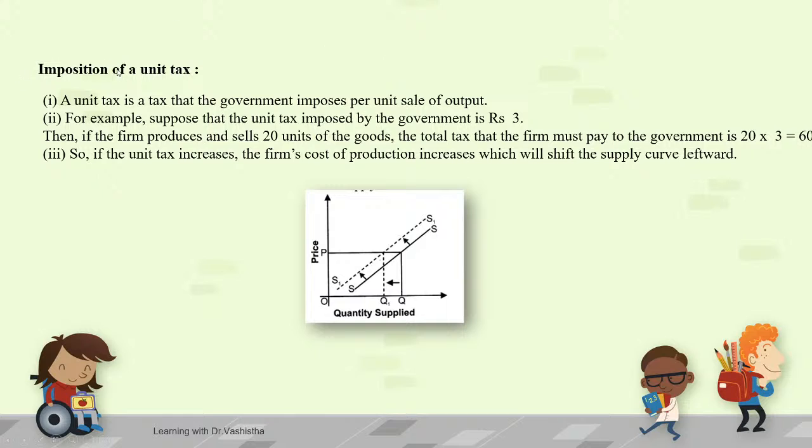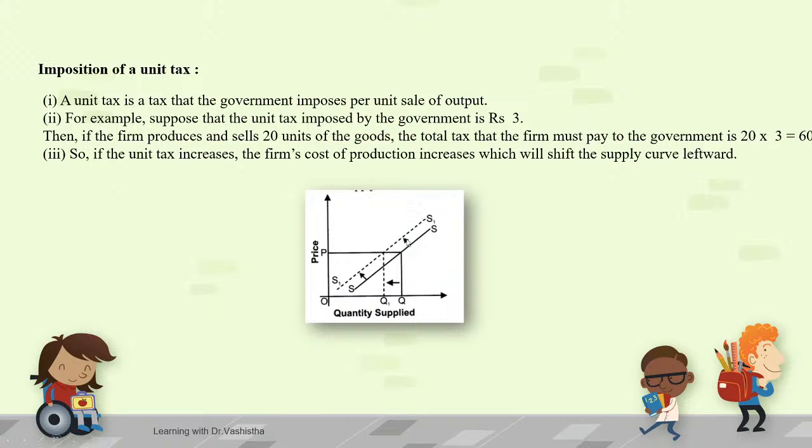Second is imposition of a unit tax. So what is a unit tax? It is a tax that the government imposes on per unit sale of output. For example, suppose that the unit tax imposed by the government is rupees 3. Then if the firm produces 20 units of the good, the total tax the firm must pay to the government will be 20 into 3, which is rupees 60. Now if the unit tax increases, the firm's cost of production will increase. So what happens here?